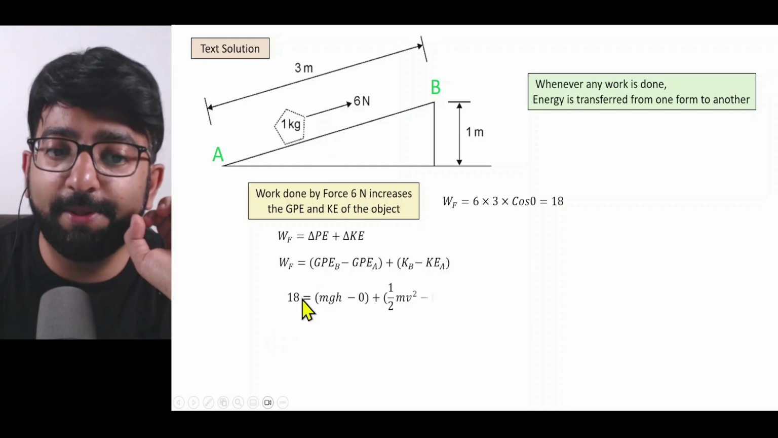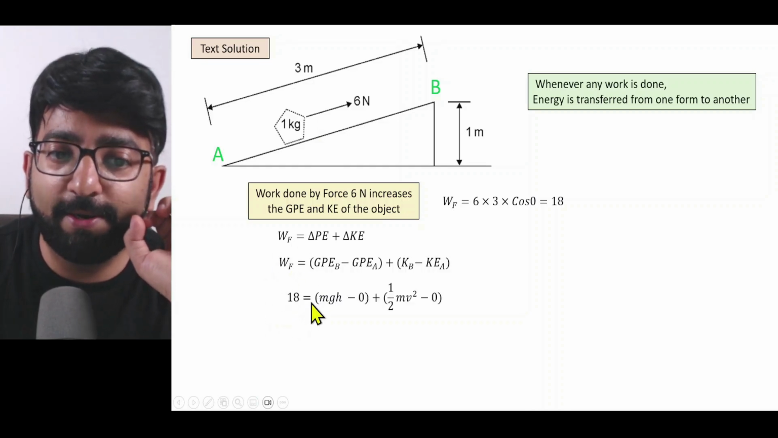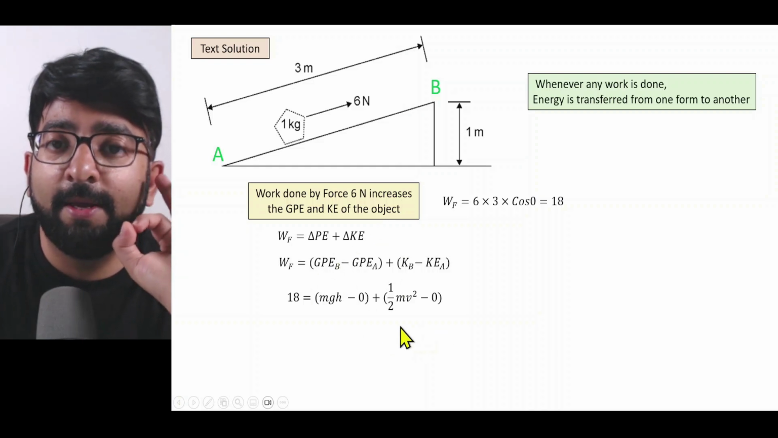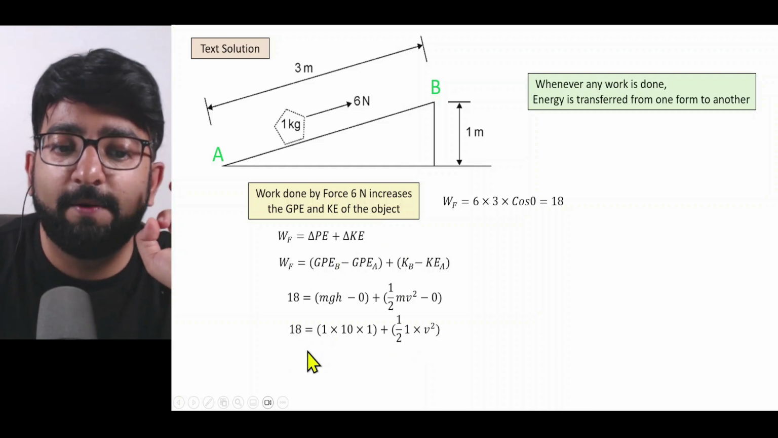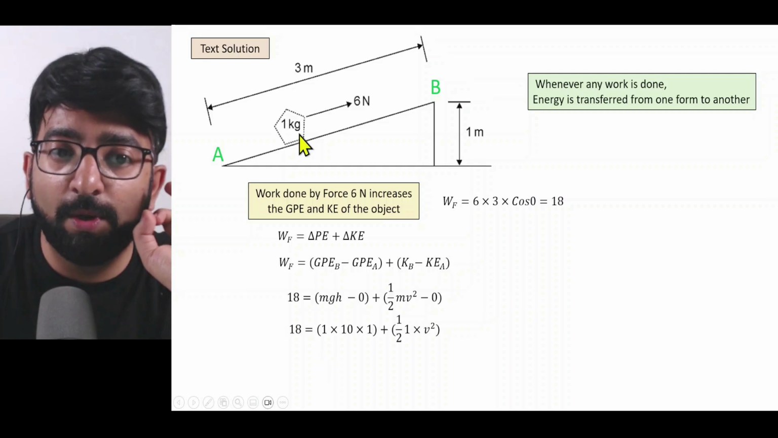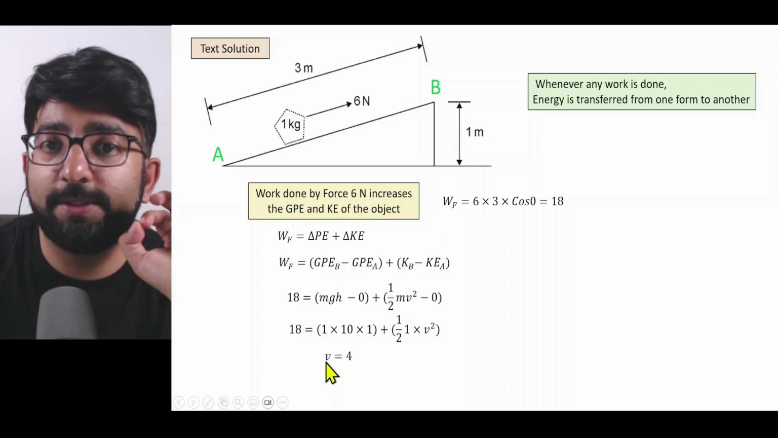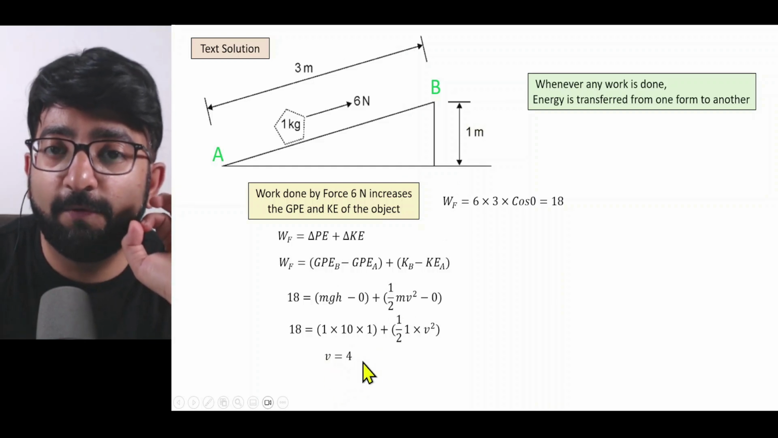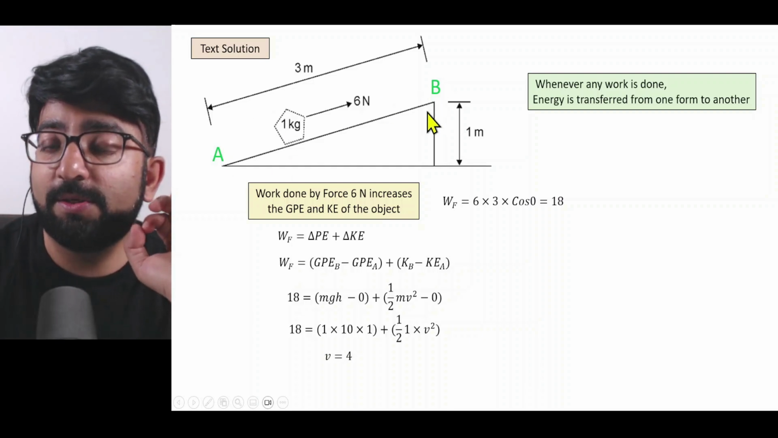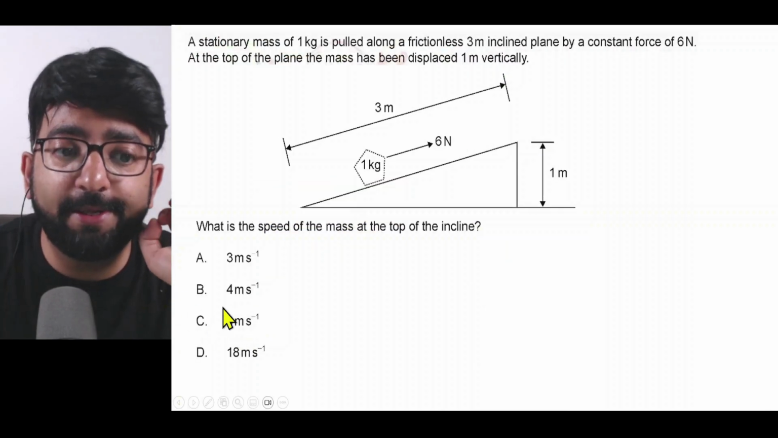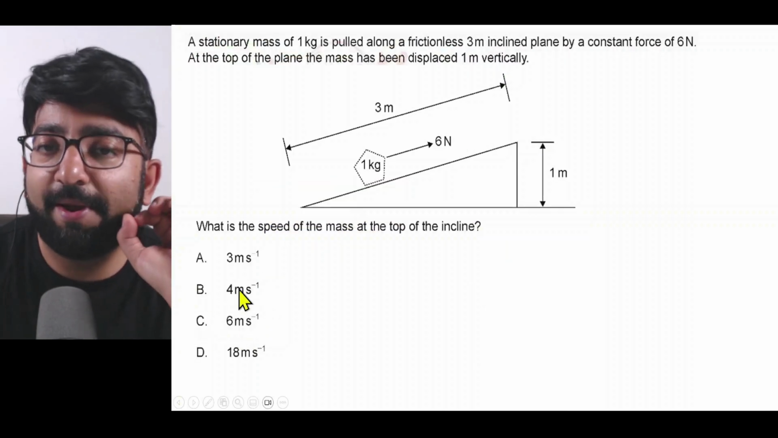So now if you put all these values in, work done was 18, GPE and kinetic energy expressions we have written down. And then if we try to simplify this, we are going to get 18 is equal to the mass of the box is 1, g is 10, and the height value is 1. So if we simplify all of this, we will get the value of v as 4, which means once the box crosses the point B, it is traveling with a speed of 4 meters per second. Now, coming back to the question, it is option B, which is the right answer.